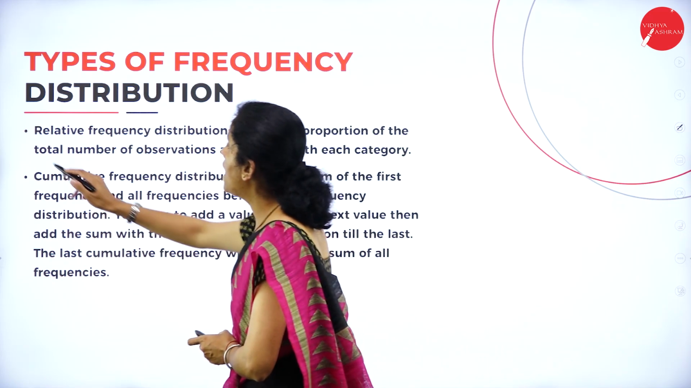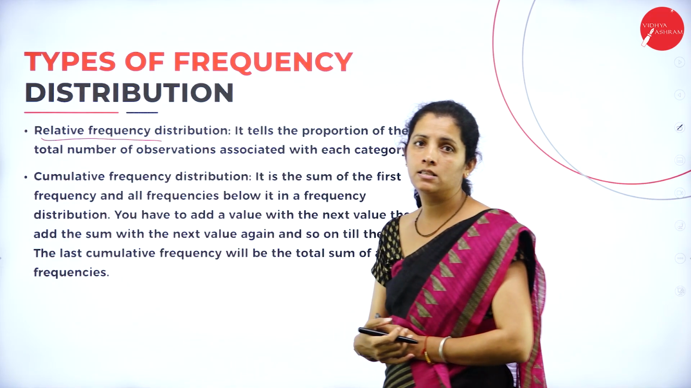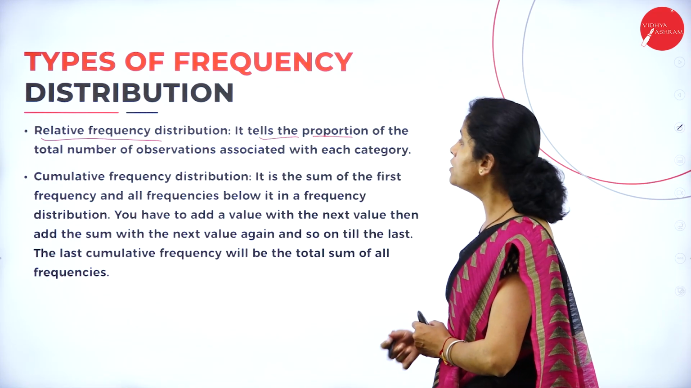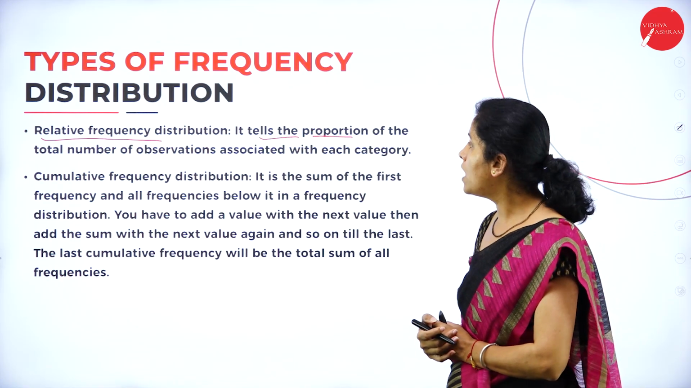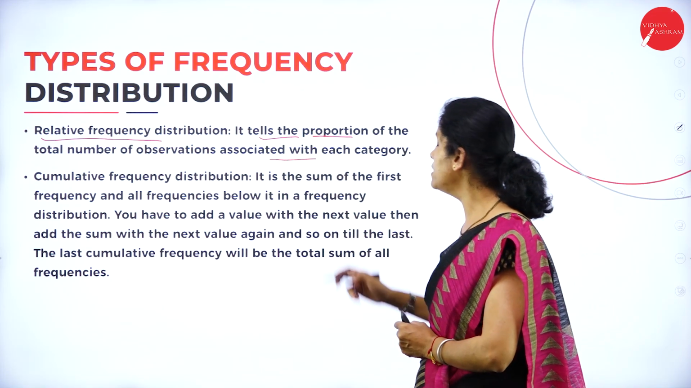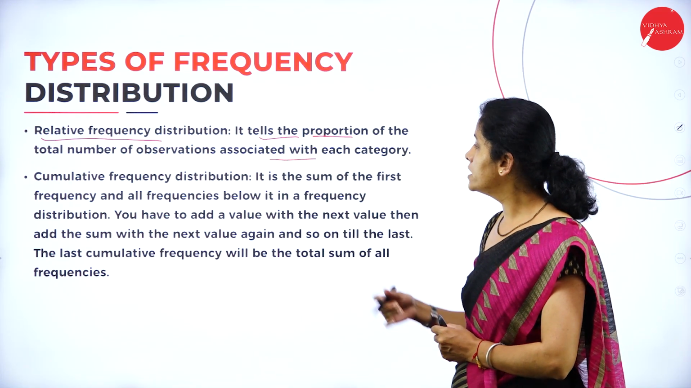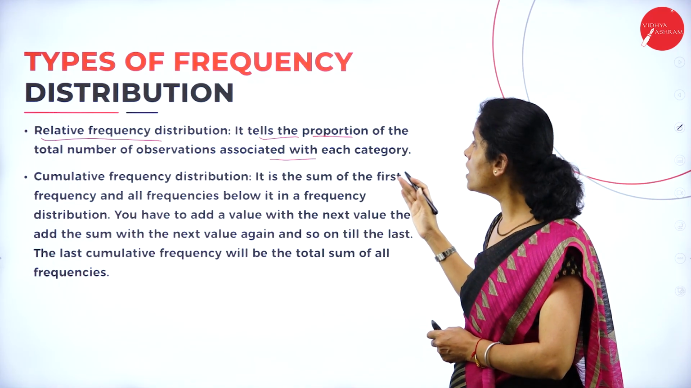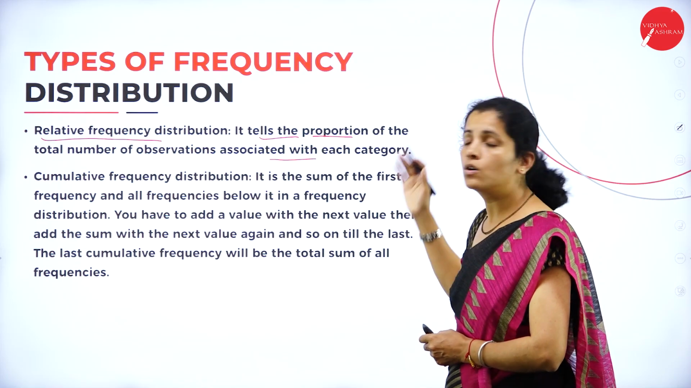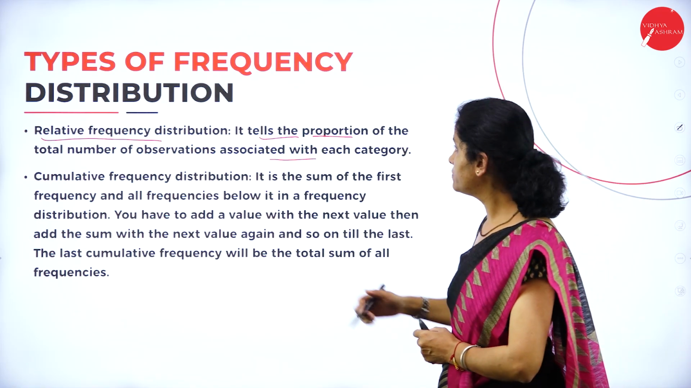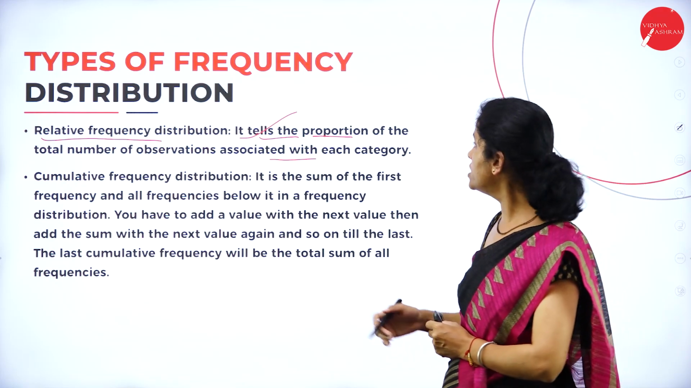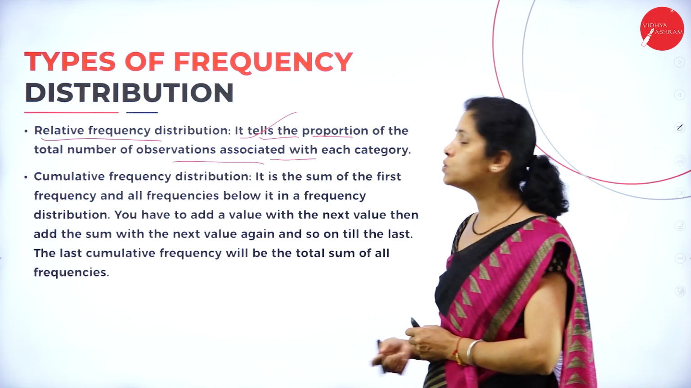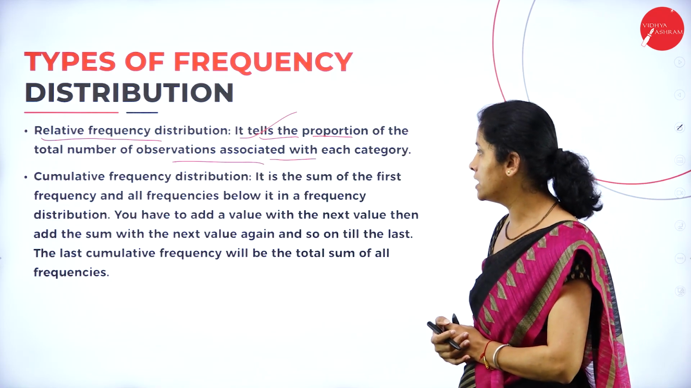Then I am going to have relative frequency distribution. It tells the proportion of the total number of observations associated with each category. So dear student, once again I am going to have a group of data or a group of observations. It tells the proportion of the total number of observations associated with each category.